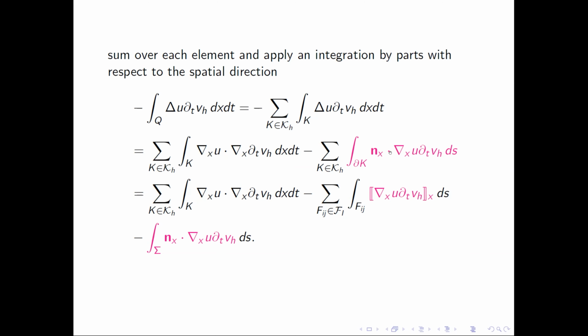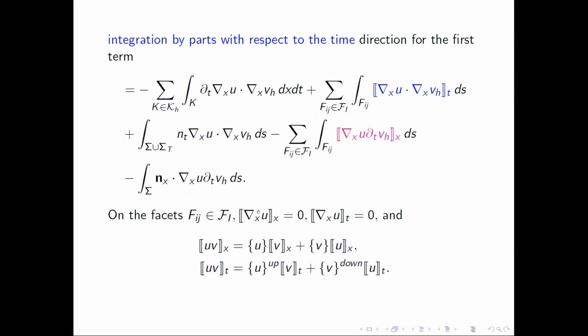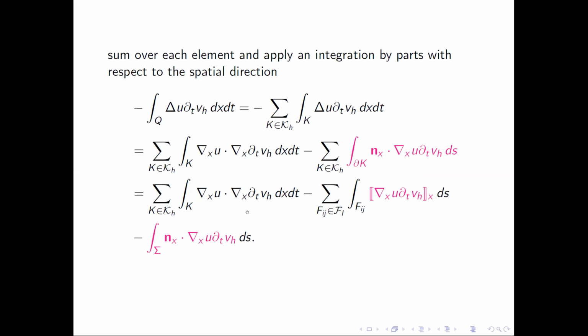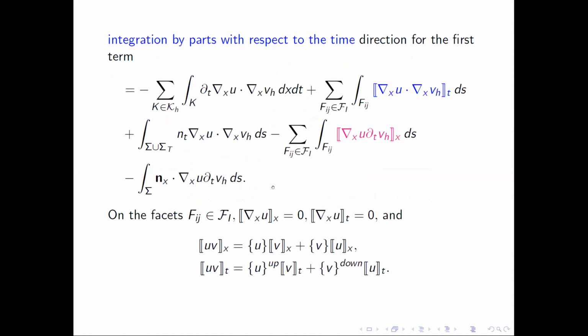So here for the interfaces, we have an interior jump in the space direction, and then we also have this term here, which is coming from the boundary terms. And then the next thing is that we take the first term in this equation. So first we do an integration by parts in space. Then we go to the first term and do an integration by parts in time.